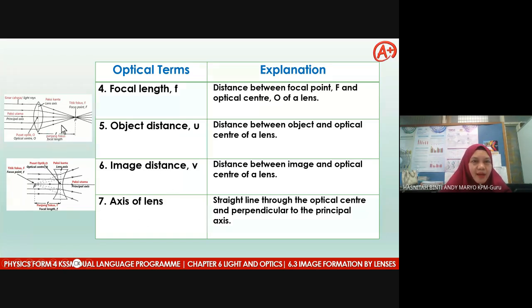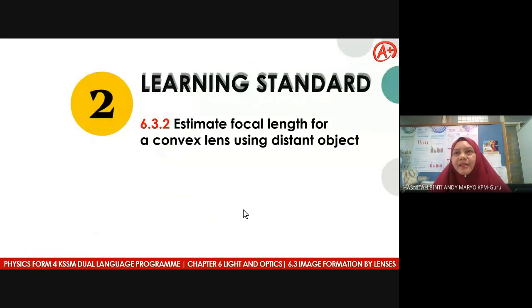You can see it is a line that divides the lens into left and right equally. It is a straight line through the optical center which is perpendicular to the principal axis. So this is the lens axis for the convex lens, the dashed line, and this is the lens axis for the concave lens. That is the first learning standard, to know the convex and concave lens together with the optical terms used in both structures.